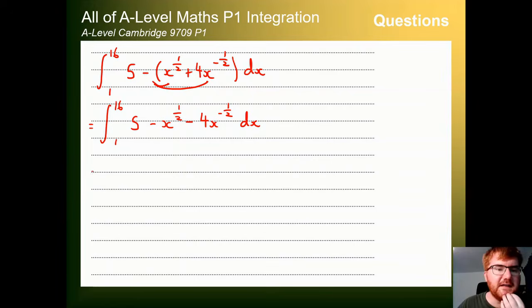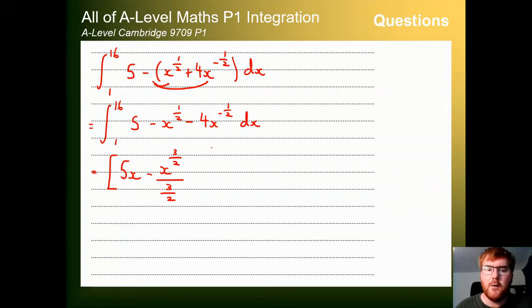Okay, once we've got that, then we can just integrate here. So 5 just integrates to 5x, nice and straightforward. Here we have x to the power of a half. So we want to add 1 to that, so that gives us x to the power of 3 over 2 divided by this new power. Then we do minus 4. We're going to add 1 to the index, that gives us to the power of a half. And minus a half plus 1 is a half, and then we divide through by the new index, and we're integrating between 16 and 1.